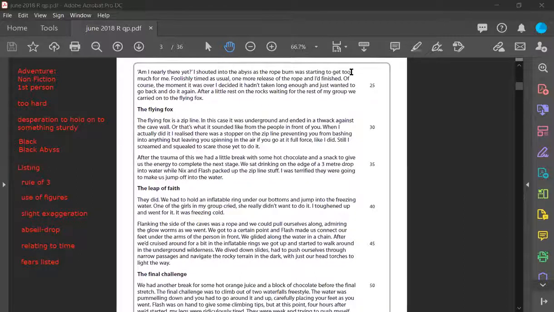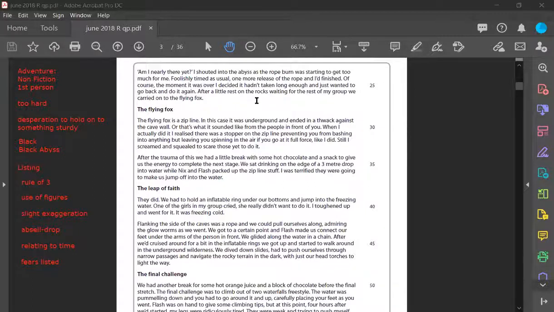So we want to analyze this paragraph. What is here that we feel? Immediately, am I nearly there yet? I shouted. This question over here with the combination of starting to get too much for me, these two things suggest that the writer was feeling very scared, and she may not be able to take this anymore, right? Because what did she say? As the rope burn was starting to get too much for me, so she may not be able to sustain this drop, this abseil longer.